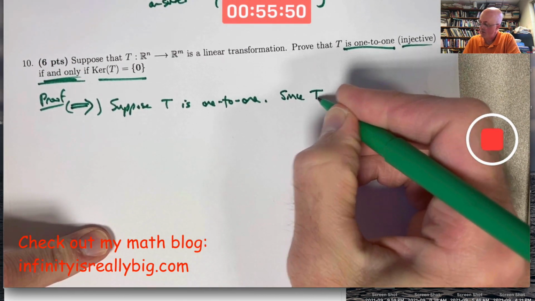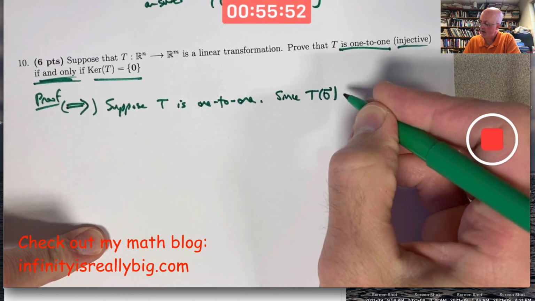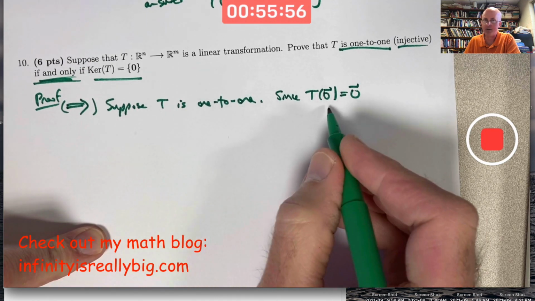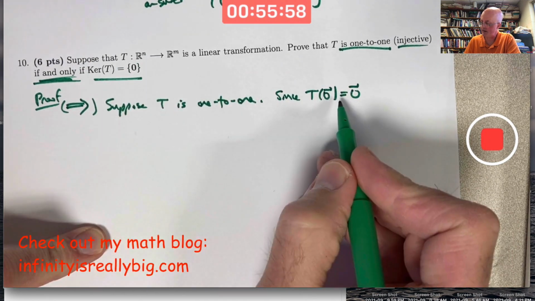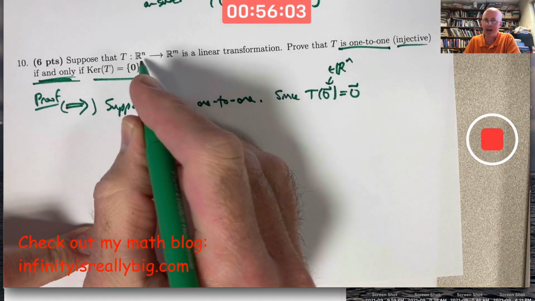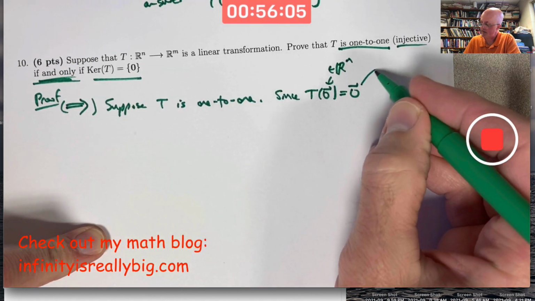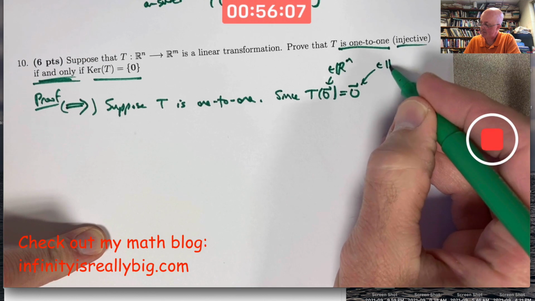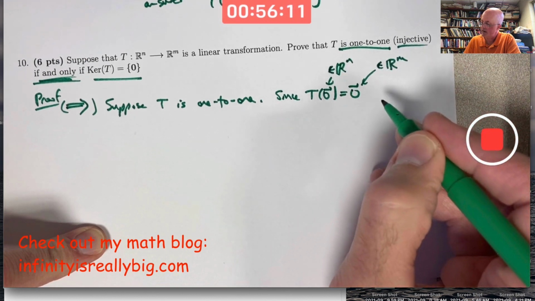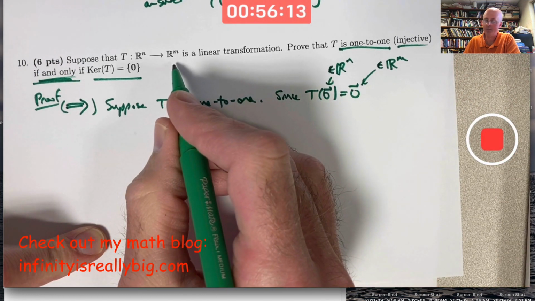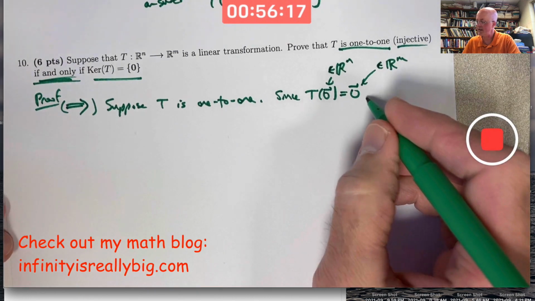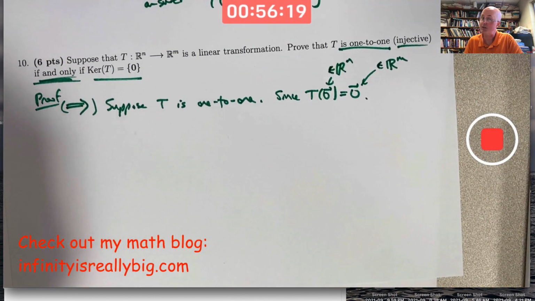We also know that any linear transformation maps the zero vector to the zero vector, although these zero vectors are in different spaces. This zero vector is in Rn, the domain. This zero vector is an element of Rm. This funny looking symbol means is an element of Rm, the codomain. Okay? But that's true, and that's something we're using here. My students, you may use it.